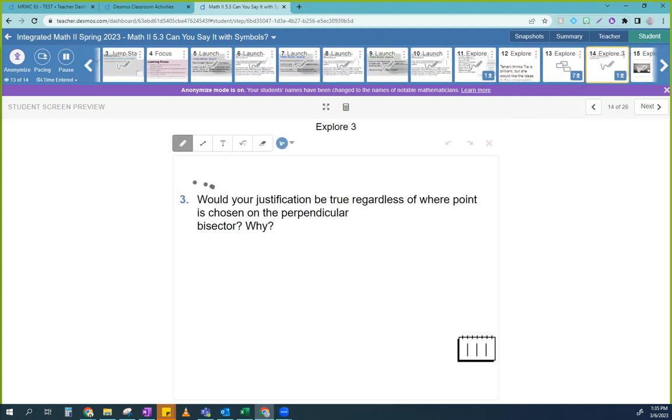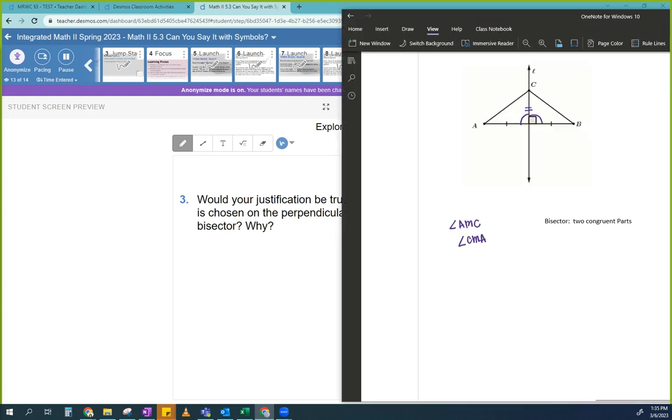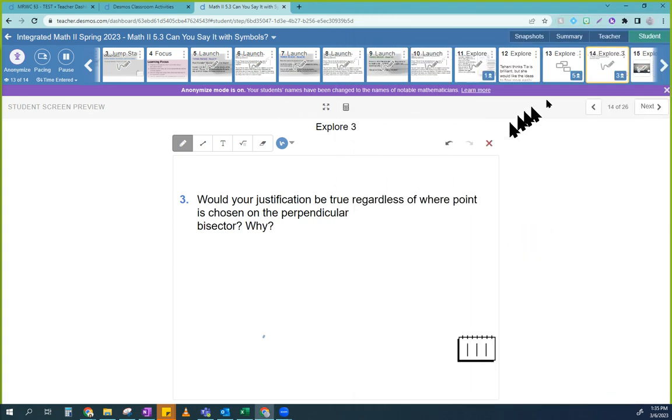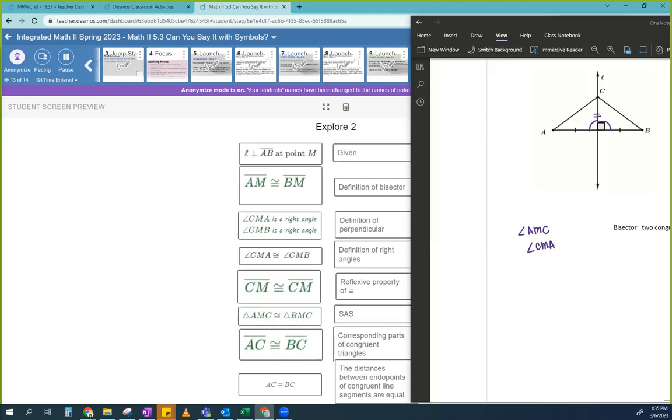All right. Would your justifications be true regardless of which point you chose on the perpendicular bisector? So they're saying, what if I chose this point down here, or this point right here? Let me go back to my statements on here. Do you see how my statements are true regardless if I chose a point C anywhere here? Does everybody see that? Yeah, kind of.